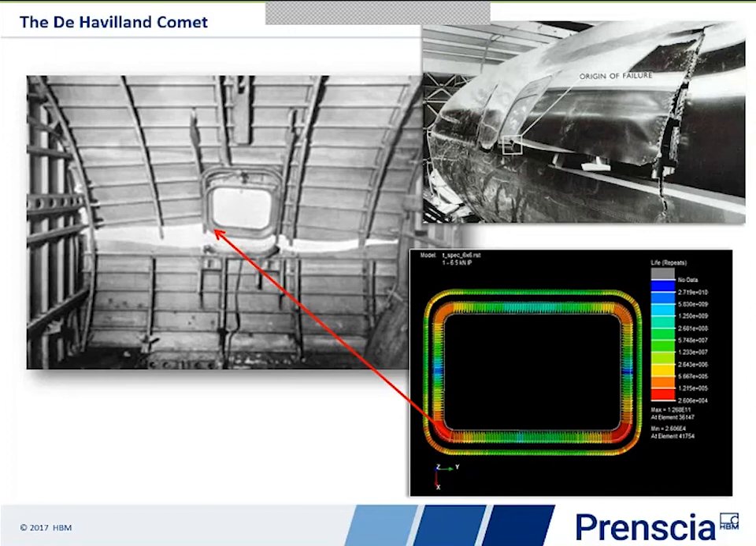But although the square windows were often seen as being the cause, it's a bit disingenuous to blame de Havilland engineers for that, because they were aware of the stress concentration. They knew that, and they'd taken it into account during the design. It's true that in those corners there are higher stresses, but that shouldn't have caused the failure. What really caused the failure was more down to the bonding arrangements.